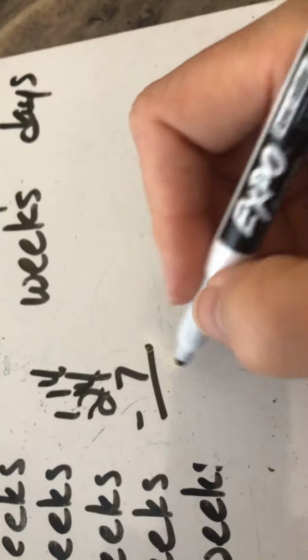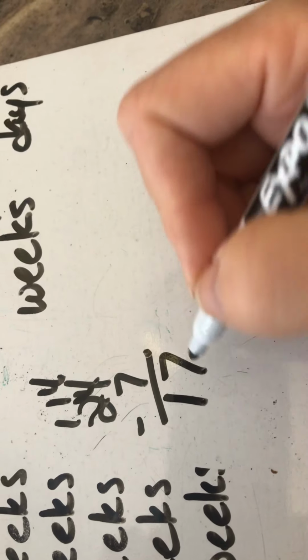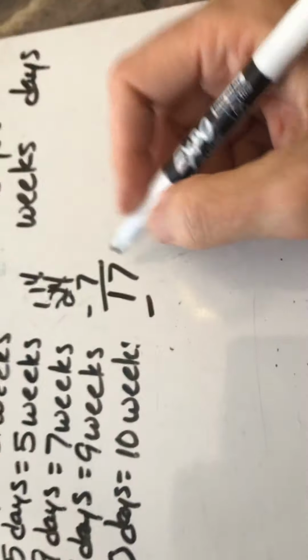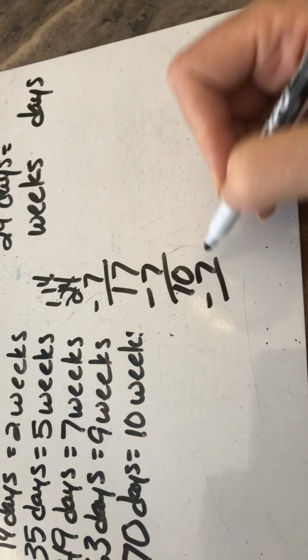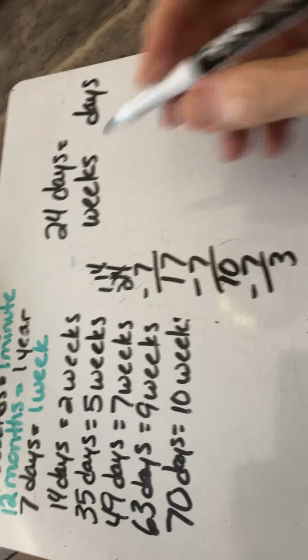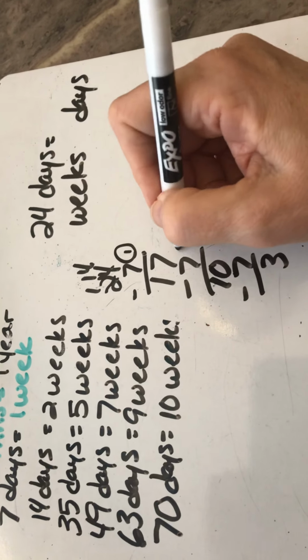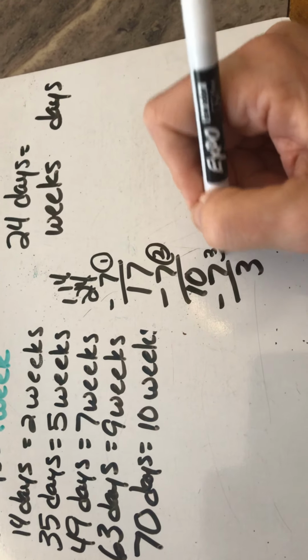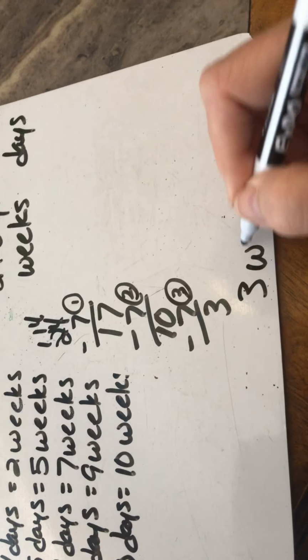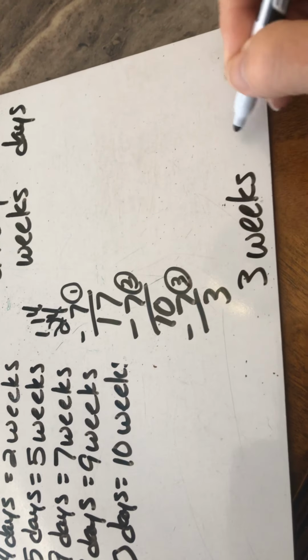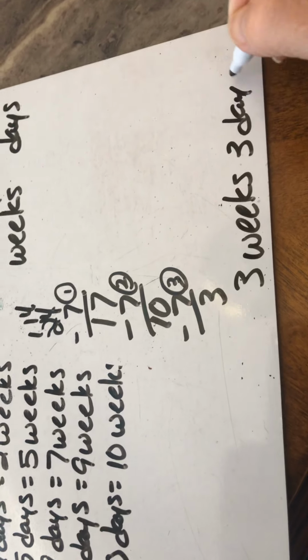We've got to borrow and rename. 17 is still bigger than 7. 10 is still bigger than 7. So again, I would count. How many times did I subtract? So right now I'm looking at an answer of 3 weeks, 3 days.